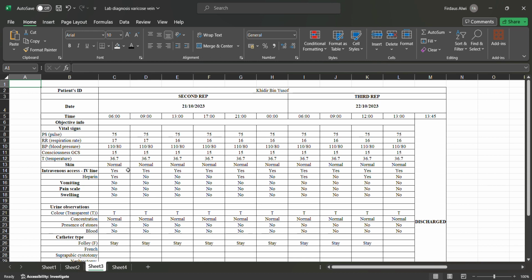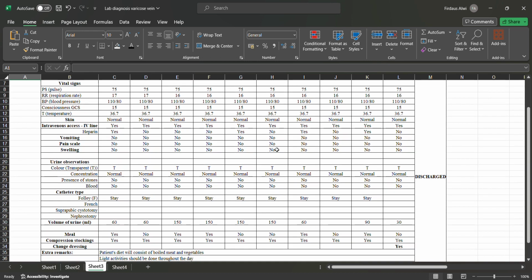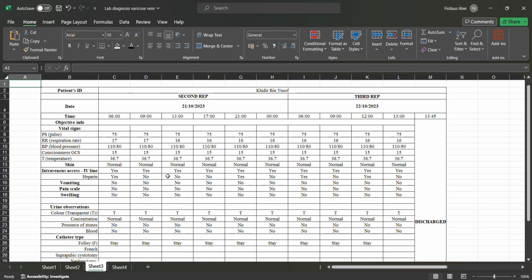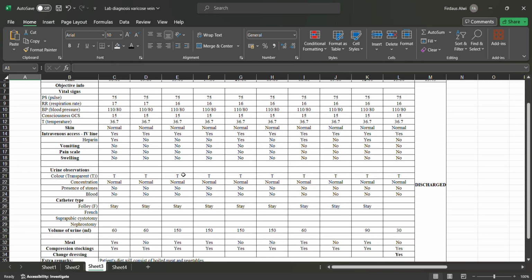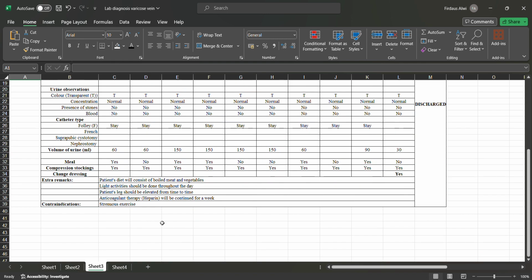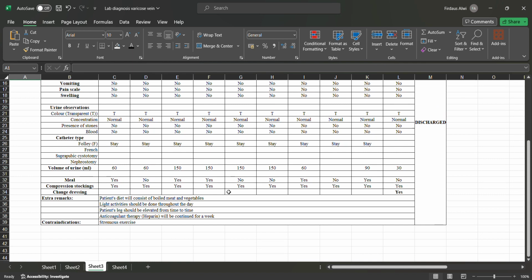So the same routine is being done here, and the only difference here is that we will monitor the patient every 4 hours since the patient's vital signs are normal. And meal is given 3 times per day with snacks in between. Again, his leg should be elevated from time to time, and don't forget to mention that patient should wear compression socks the whole time during the day.